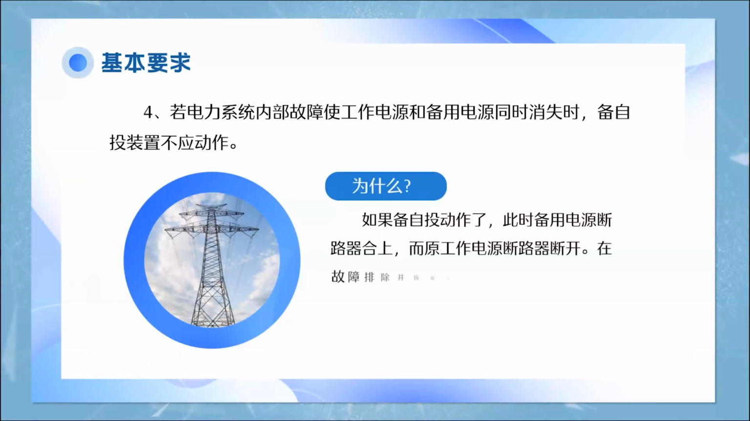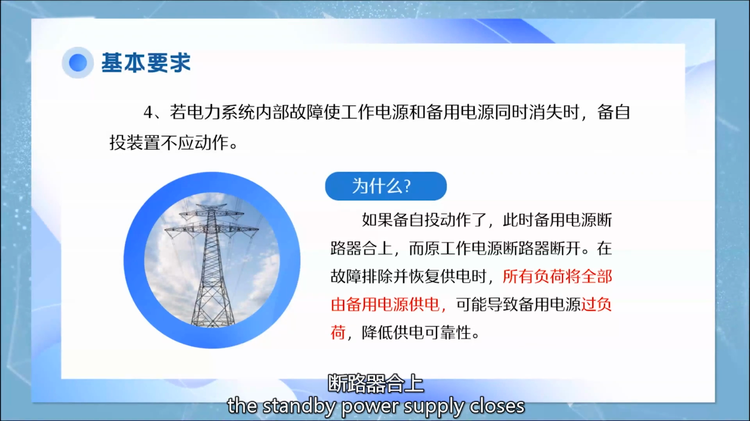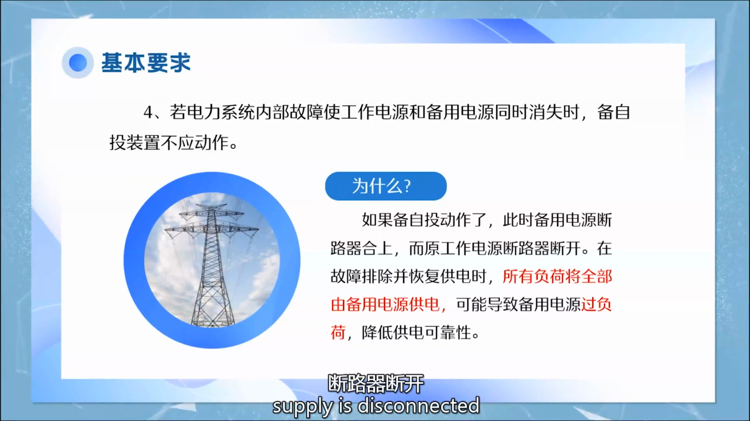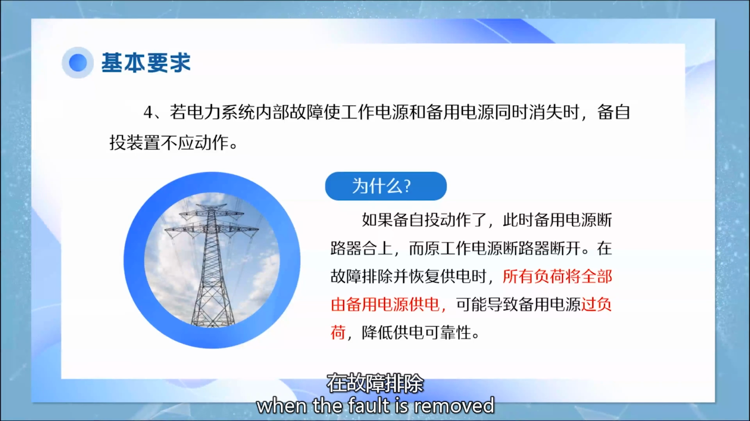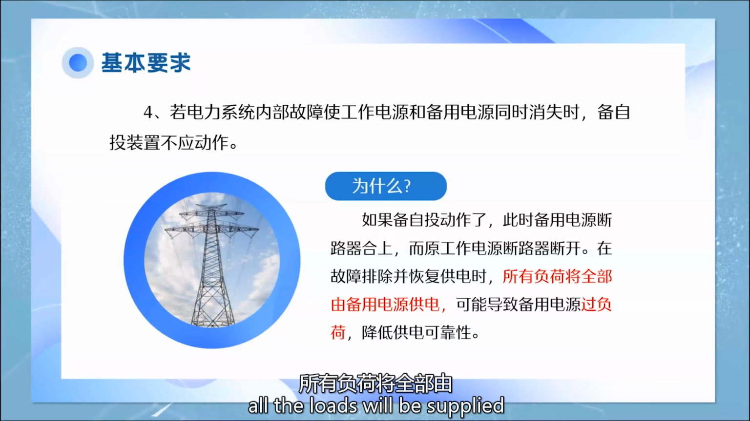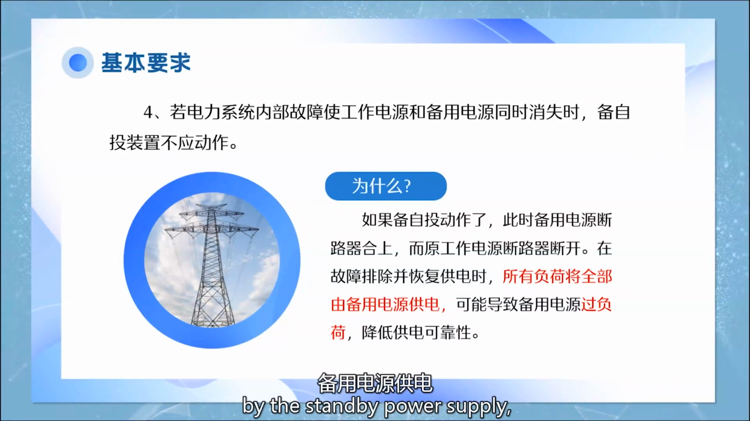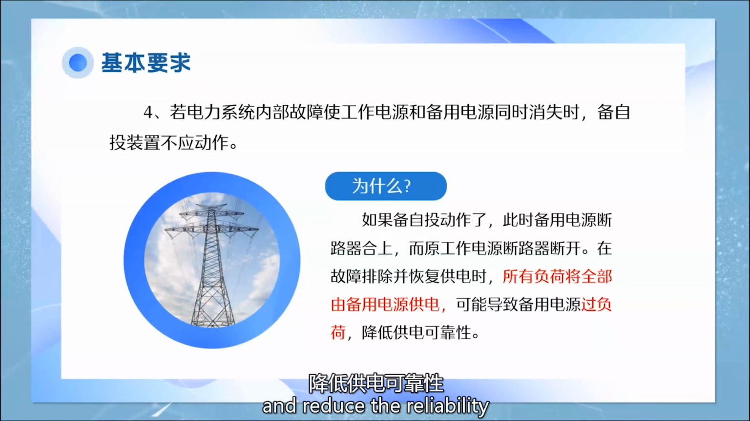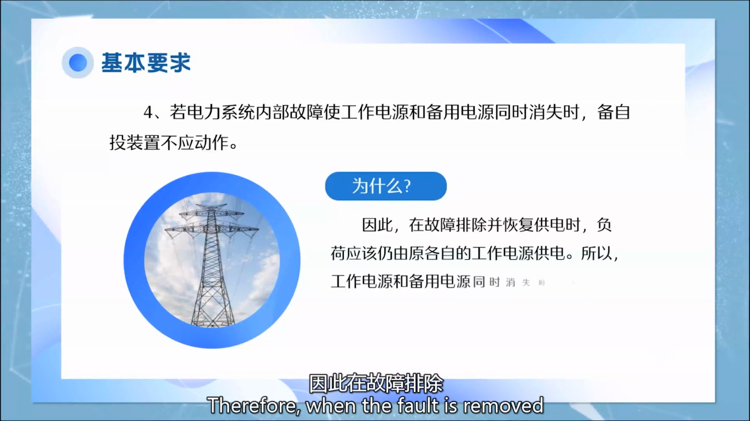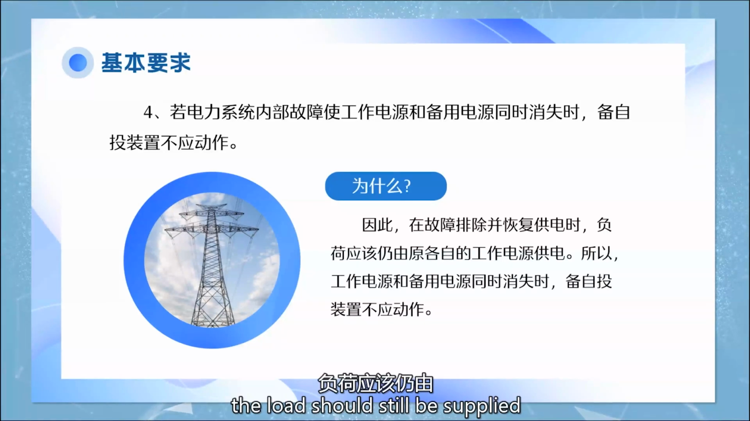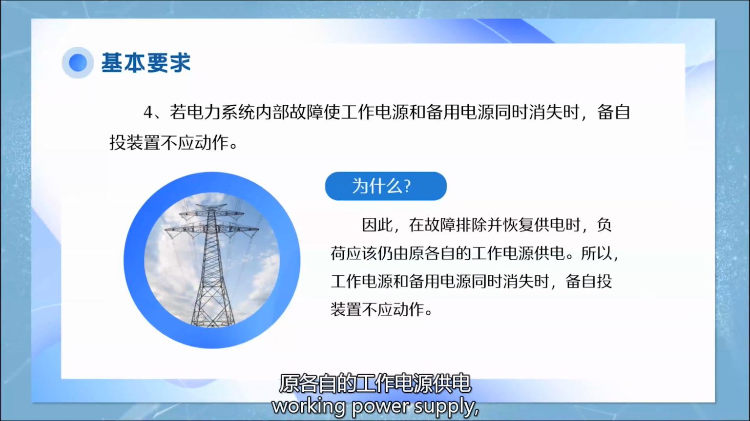If the BZT operates, the circuit breaker of the standby power supply closes, and the circuit breaker of the original working power supply is disconnected. When the fault is removed and the power supply is restored, all the loads will be supplied by the standby power supply, which may lead to overloading of the standby power supply and reduce the reliability of the power supply. Therefore, when the fault is removed and the power supply is restored, the load should still be supplied by the original respective working power supply.